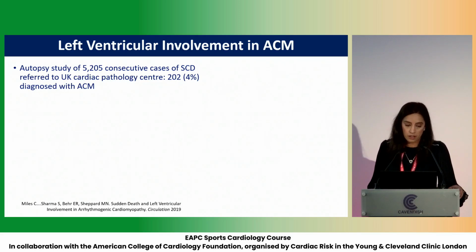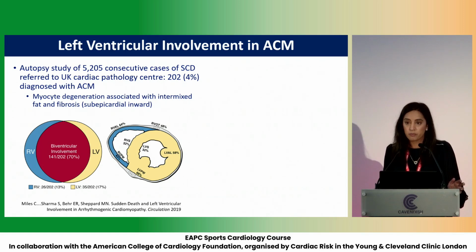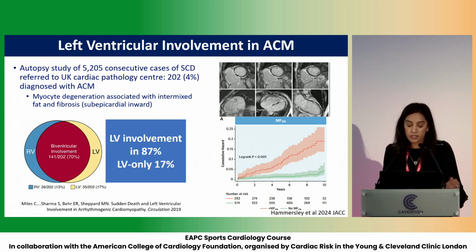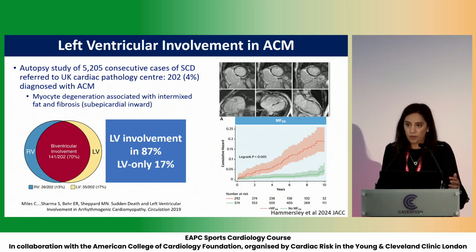So the autopsy data on 5,200 consecutive sudden cardiac deaths from the UK Cardiac Pathology Registry found that 4% were diagnosed with arrhythmogenic cardiomyopathy. When they dissected their hearts, biventricular involvement was identified in 70%, and left ventricular involvement was identified in 17% in addition to the RV involvement. So what I'm trying to emphasize here is that ACM can present in a variety of ways, including the LV dominant forms, and we also now know that visual assessment of myocardial fibrosis is associated with a 5-fold greater risk of ventricular arrhythmias, as presented in this later study.